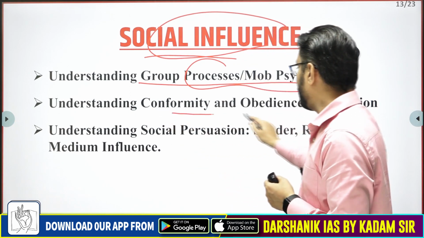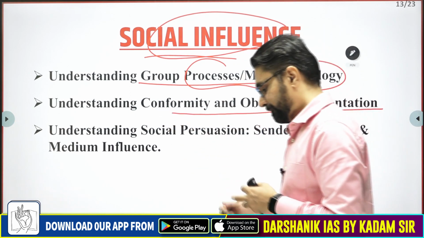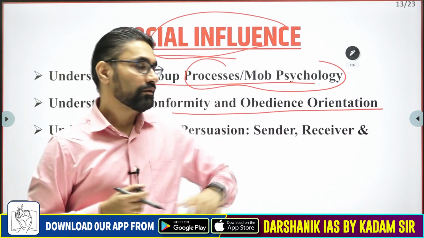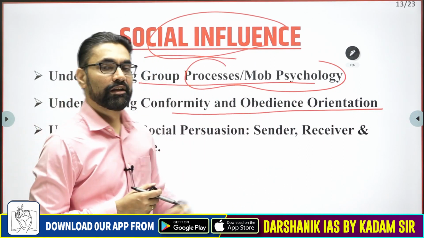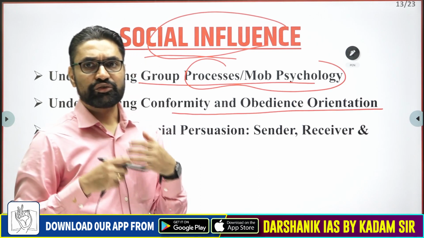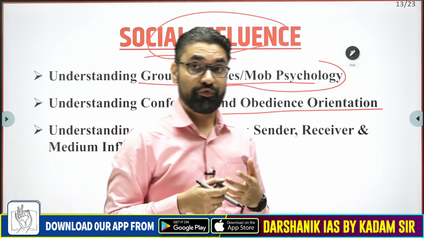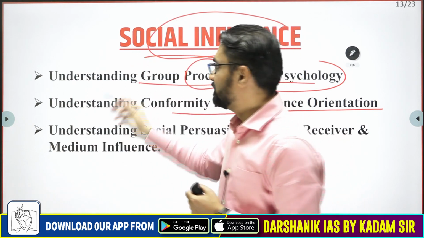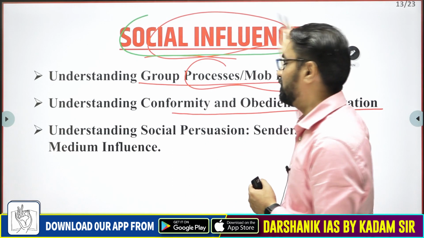Then understanding conformity and obedience. Under social influence there are two topics, that is conformity and obedience orientation. So what we understand by conformity and obedience, and how this process works, is also a very important topic under social influence.